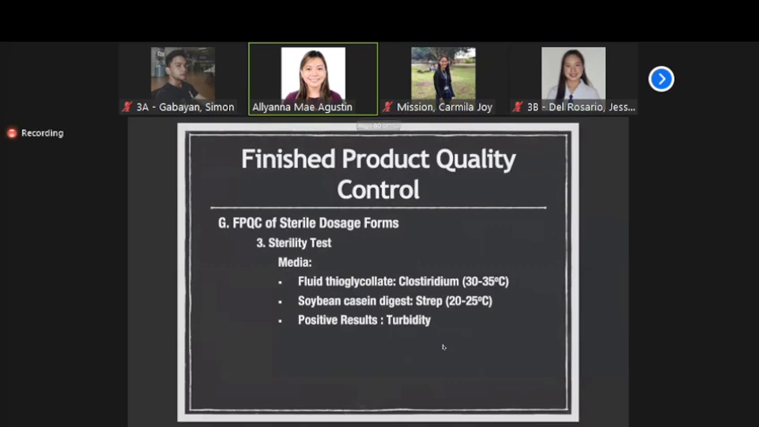Okay, so what media? For Clostridium, we can use fluid thioglycolate, for anaerobic bacteria. For strep, we can use soybean casein digest. And for broths, the positive result is turbidity. Basta turbid, this could signal presence of bacteria.